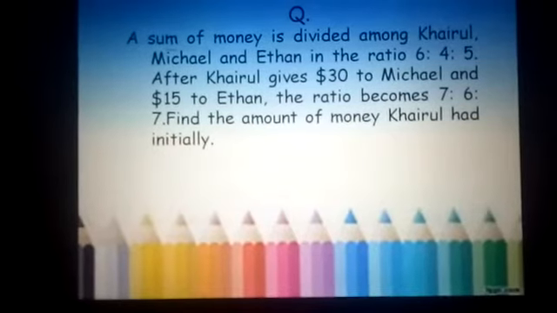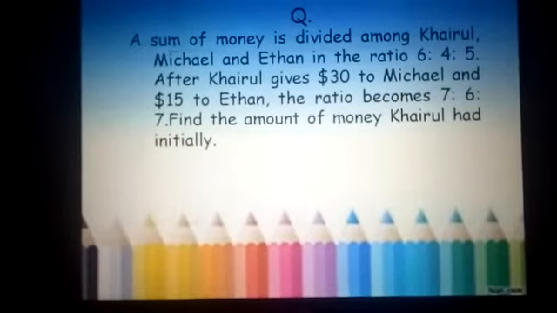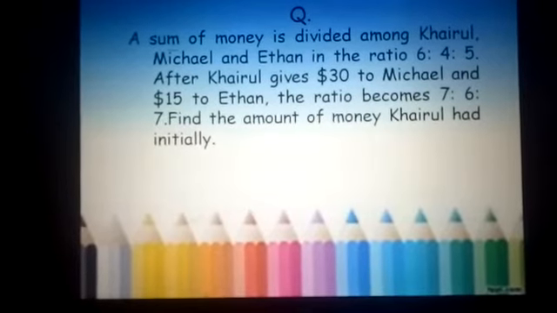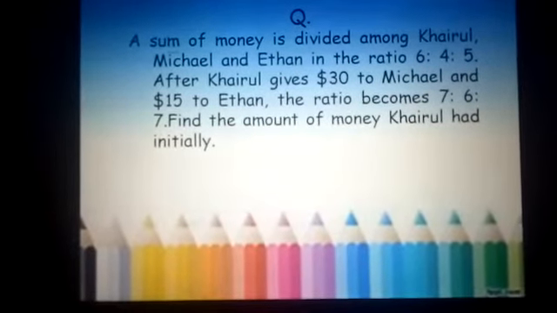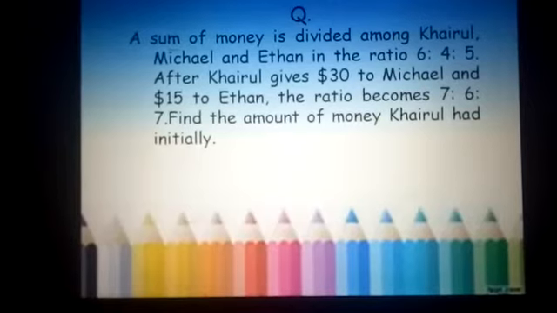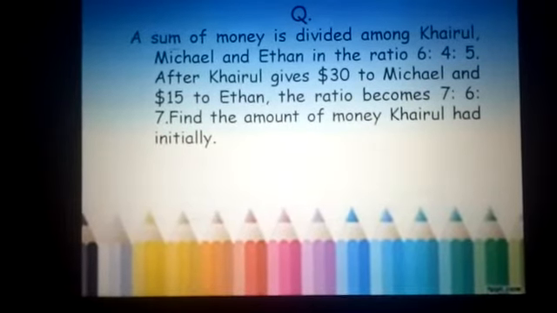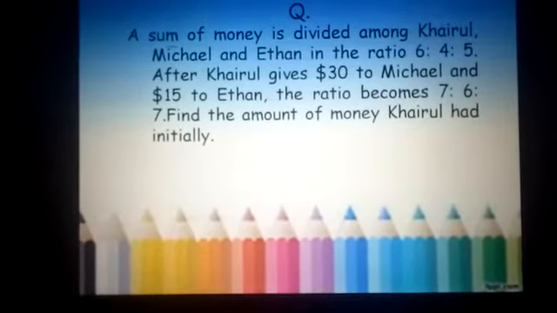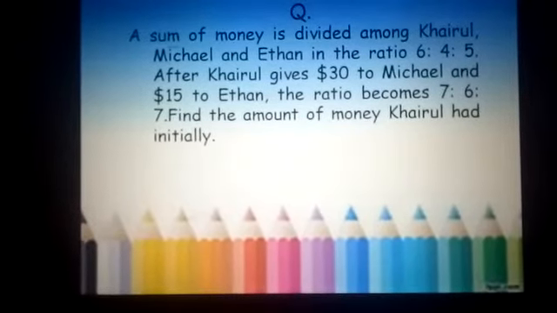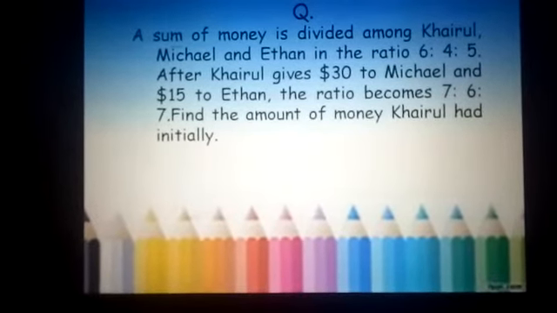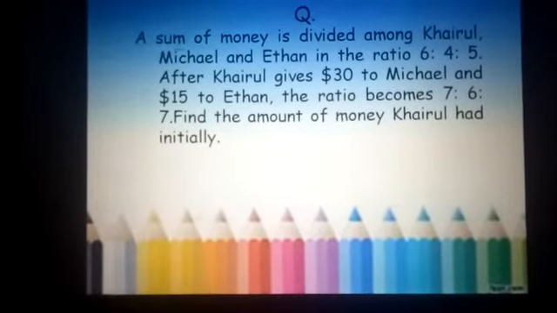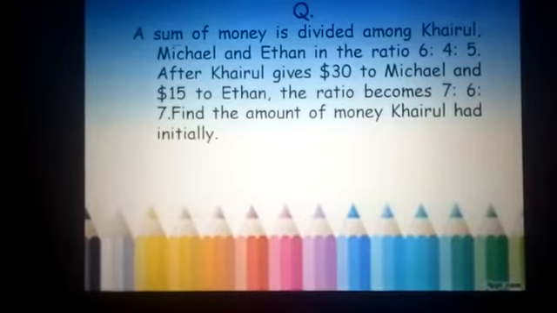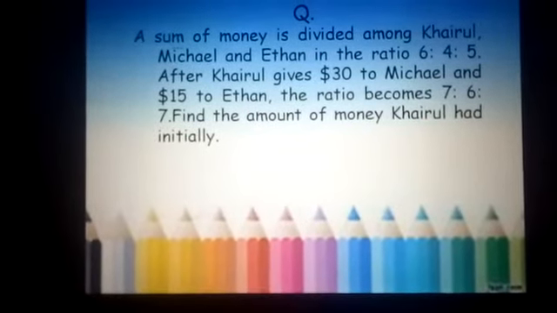Now we have another question that is a little bit similar to yesterday's question. A sum of money is divided among Khairul, Michelle and Ethan in the ratio 6 ratio 4 ratio 5. After Khairul gives $30 to Michelle and $15 to Ethan, the ratio becomes 7 ratio 6 ratio 7. Find the amount of money Khairul had initially. So we have to find out the value of Khairul.